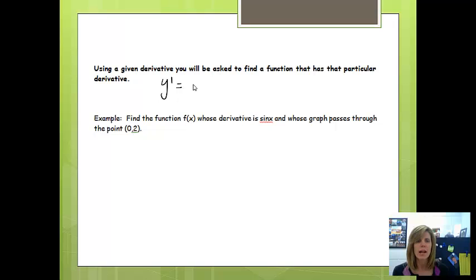So if I said my derivative is, let's say, 3x squared, what I'd be looking for is the function that, when I take the derivative of it, I would get 3x squared. So you could think about it. I know that if I had x to the third, the derivative of x to the third is 3x squared. So this right here would be called the antiderivative.